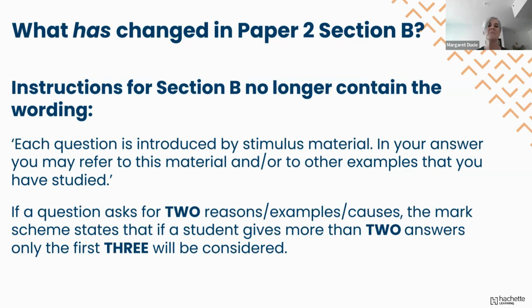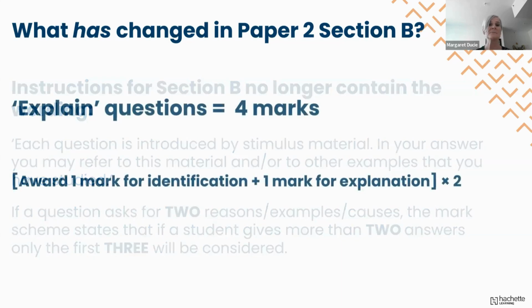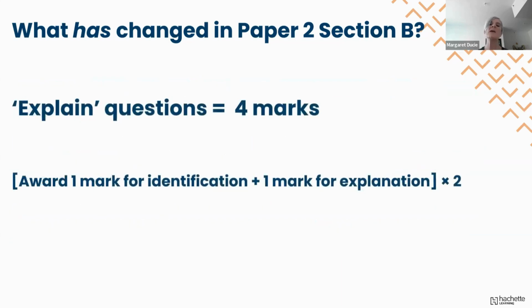Okay, could you have the next slide, please? Okay, so explain questions in Section B of Paper 2 are 4 marks. Again, it's 1 mark for identification, 1 mark for explanation. Students might do this twice, depending on the question. And sometimes it asks for 2 reasons or to explain 2 reasons or 2 causes. Again, if a student does more than 2, the examiner will only mark or read the first 3.